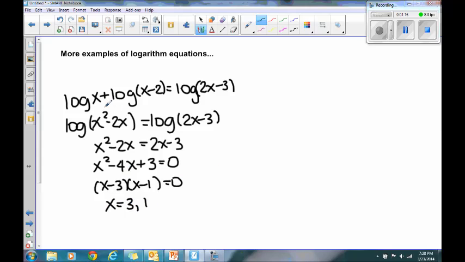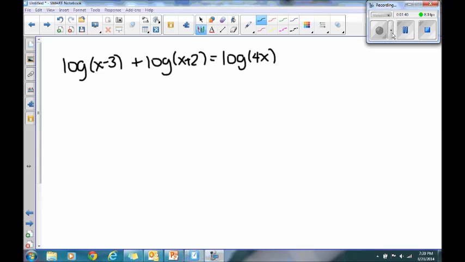When we check for domain, 3 and 1 both are fine here. 3 is fine here, 3 minus 2 is positive, but 1 minus 2 is an issue. So I know I have to mark 1 off the list. When I check 3 over here, 6 minus 3 is 3, so I know that I'm fine with 3, and 3 is my only solution for this problem. Okay, go on to the next one and do the same thing.